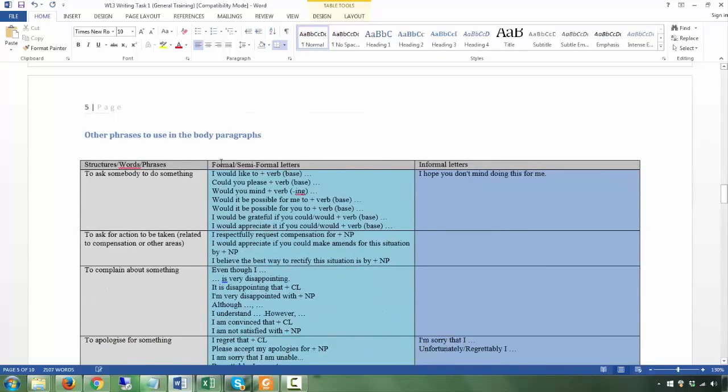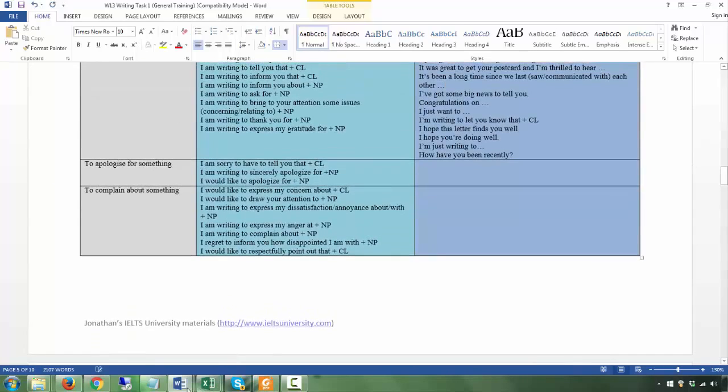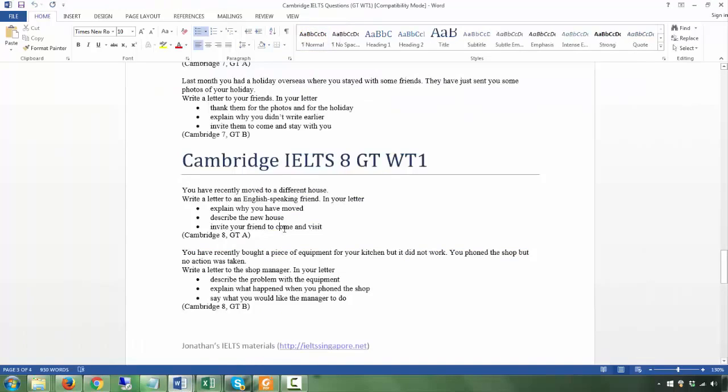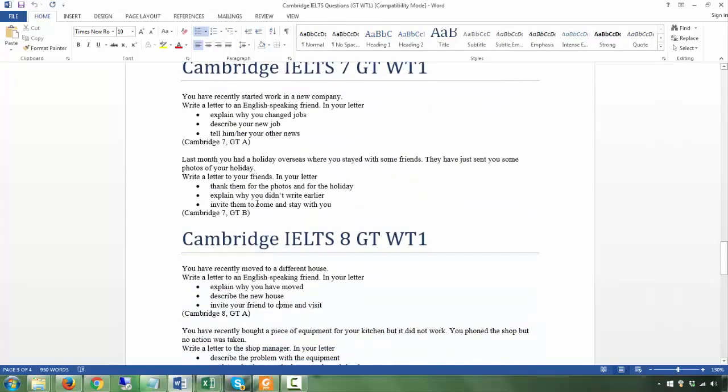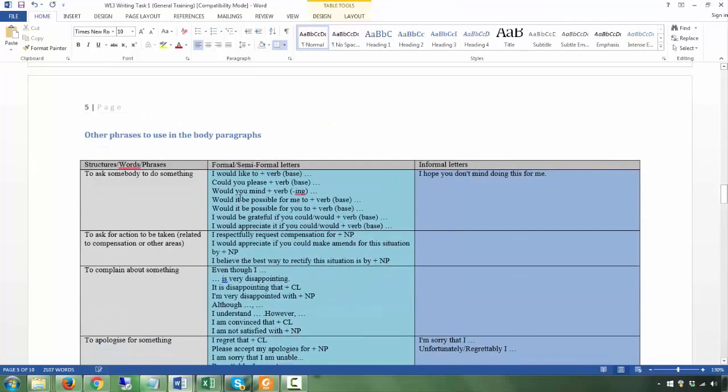Then the rest of these phrases, the other phrases to use, are for the body paragraphs. These are for the bullet points. In a writing task 1 question, you always have 3 bullet points and 3 or 4 sentences for each. You're going to address each point using about 3 or 4 sentences. And for these bullet points, you can use these phrases here.